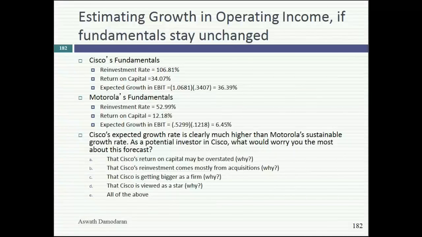So at the end of 99, if I ask you which company is the better company, it's no contest, right? But what's the question I'm asking you as an investor? Which company is the better investment? You see why the two can give you different answers? If I buy Cisco at the end of 99 and people are projecting that they will continue to do what they've done in the past, what are we projecting for the future? That they will continue to reinvest at 107%, make 34%. Whereas when you invest in Motorola, you're projecting that they will reinvest 52%, make 12%.